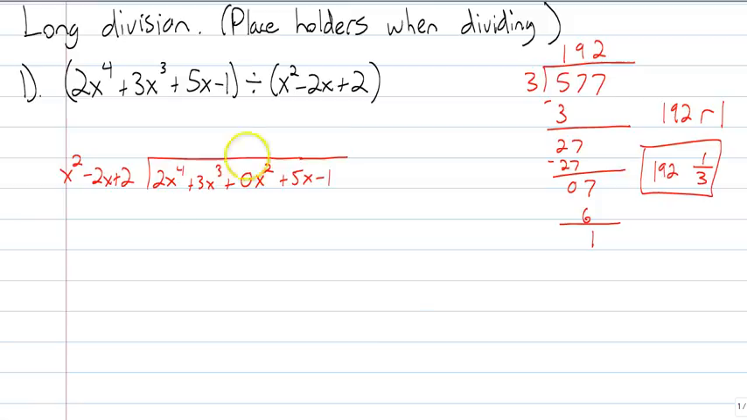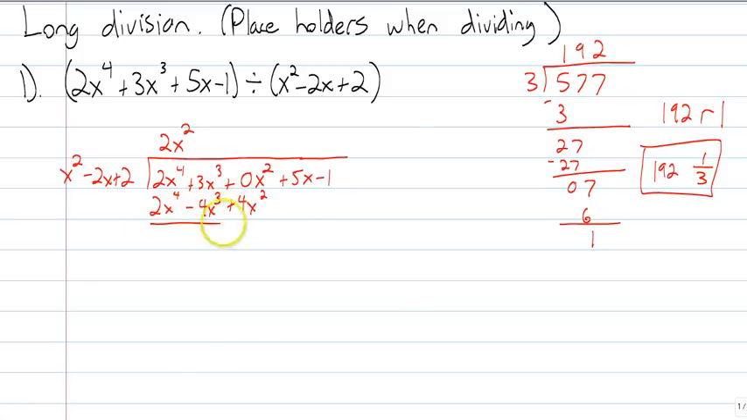Alright, so I need to get a 2x to the 4th. How can I do that from x squared? I can multiply that by 2x squared. The key is to see how many times you can get something to go into something else. So x squared goes into 2x to the 4th, 2x squared times. This times this is now 2x to the 4th. You have to multiply everything though. 2x squared times negative 2x is a minus 4x cubed. And then we get plus 4x squared.